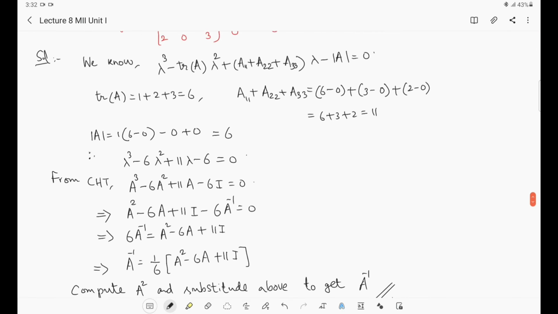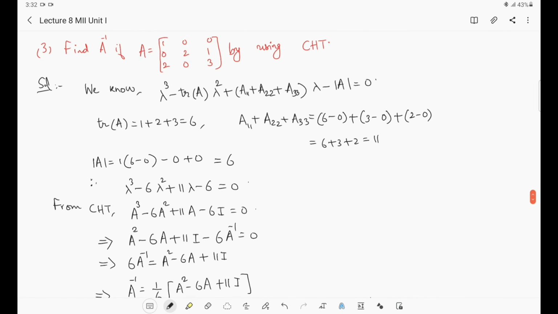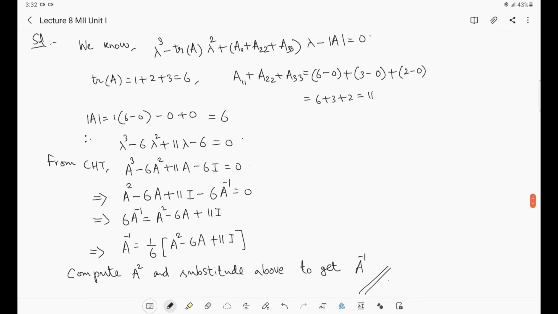This is how we solve the problems related to finding A inverse by using Cayley-Hamilton theorem. So this is also one type of question which will be asked in the examination from Cayley-Hamilton theorem. It will be asked as an LAQ question, right? So with this we have completed the Cayley-Hamilton theorem topic.